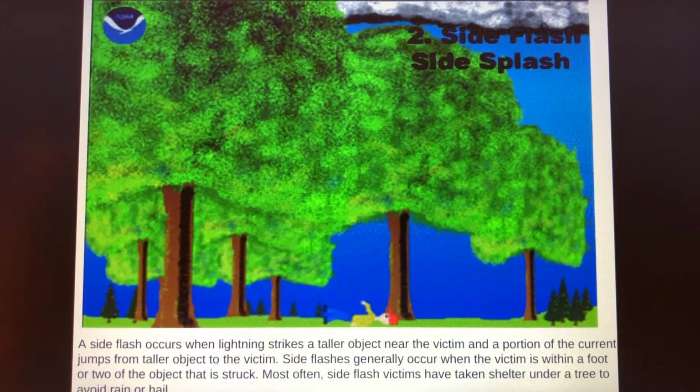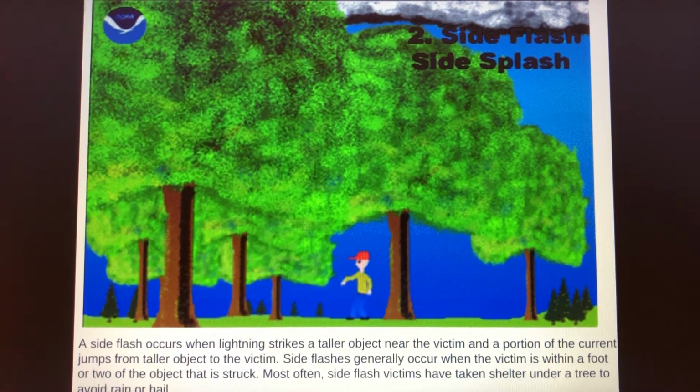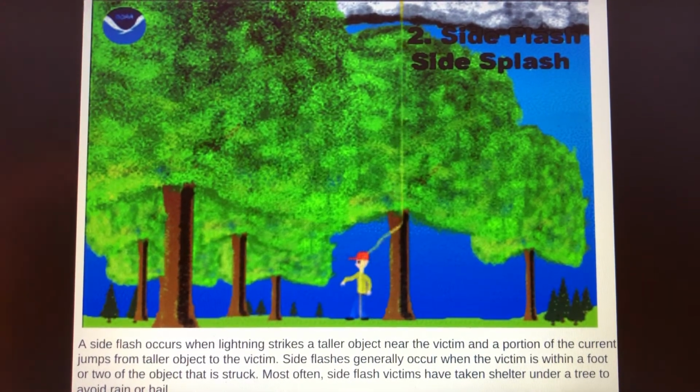Now this one's called a side flash, or a side splash. A side flash occurs when the lightning will hit a taller object, and part of the current actually bounces off that other object and angles into you. It's another reason you don't want to be standing by anything tall during a lightning storm.